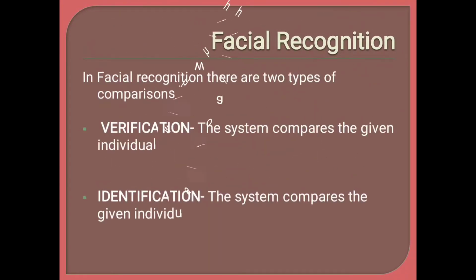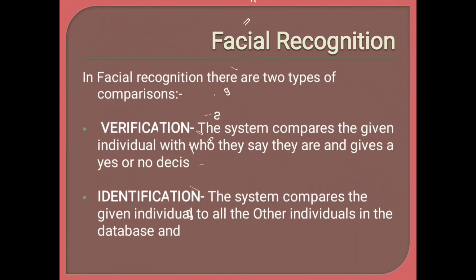In facial recognition, there are two types of comparisons: one is verification and the other is identification. In verification, the system compares the given individual with who they say they are and gives a yes or no decision. In identification, the system compares the given individual to all the other individuals in the database and gives a ranked list of matches.